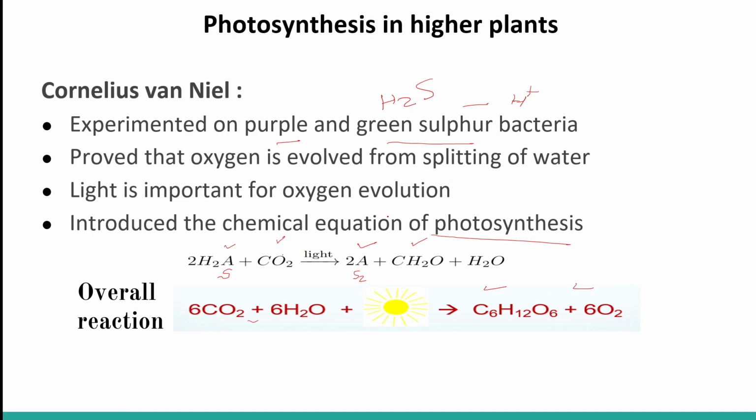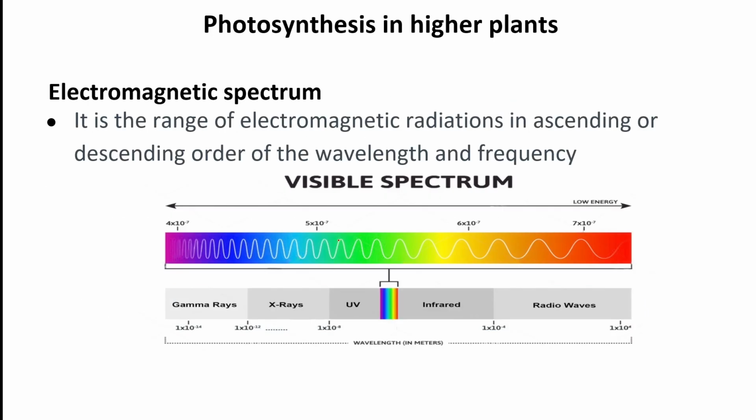So overall we can say he said that light is very important for oxygen evolution. Okay, so this is the main point here, that light, or sunlight, is very important for oxygen evolution. Now let's study a little bit about the electromagnetic spectrum.